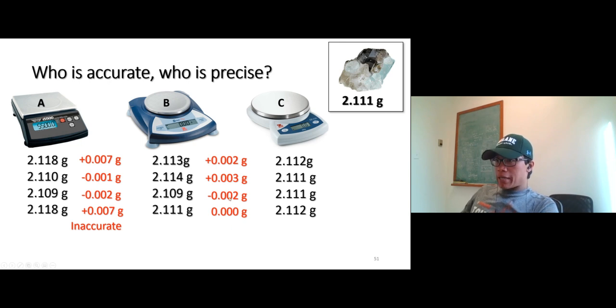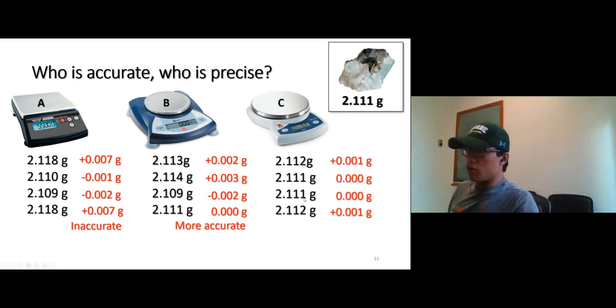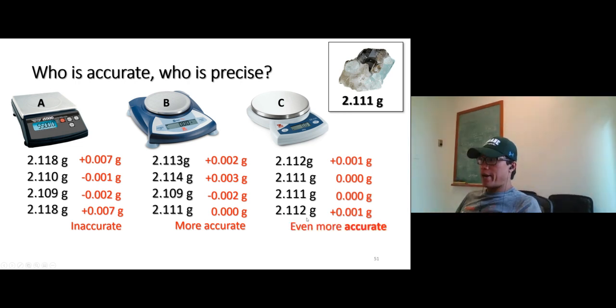A little bit better than scale A. These numbers are closer to the true value compared to scale A. And do the same thing with scale C. Oh, this is much better, even more accurate. So you can do it this way to show which instrument or equipment is more accurate than the other. These are in comparison. So that's the first question: who is the most accurate? The scale C. Now, who is the most precise?